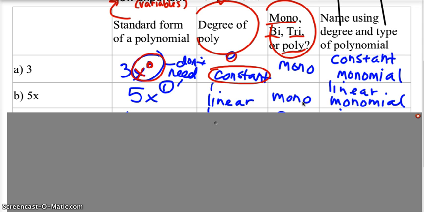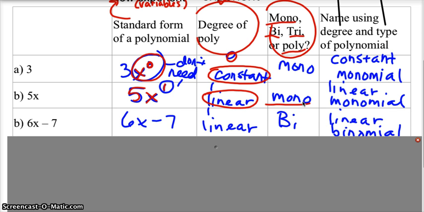Letter B, it's a monomial. There's 1 piece. There's no way to rearrange it, so I'm simply going to write 5x. Its degree is the highest variable exponent. It can't be a 0 because the x is present, so x has an exponent of 1. 1 we refer to as linear. It is a monomial, so its full name is a linear monomial.